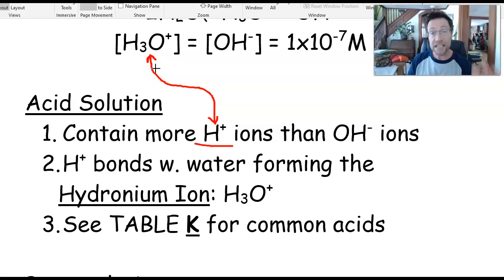Right. So an acidic solution is simply a solution containing more hydrogen ions than hydroxide ions. Does that make sense? That's really all there is to it. That's what makes an acidic solution an acidic solution. If it gets really, really acidic, there's a whole lot more hydrogen ions than hydroxide ions, and that is it. That's all there is to it, right?